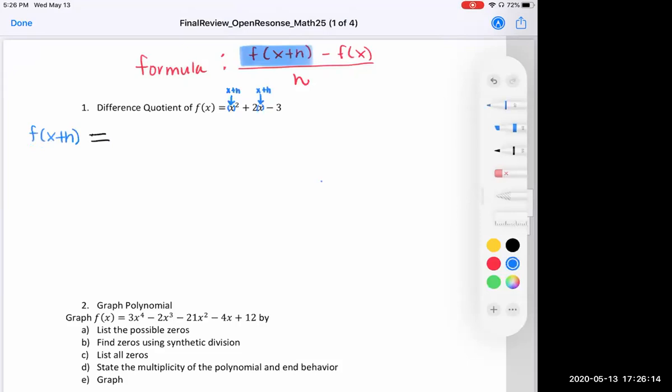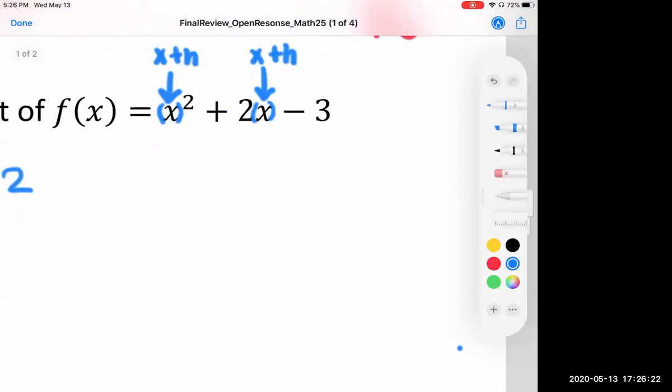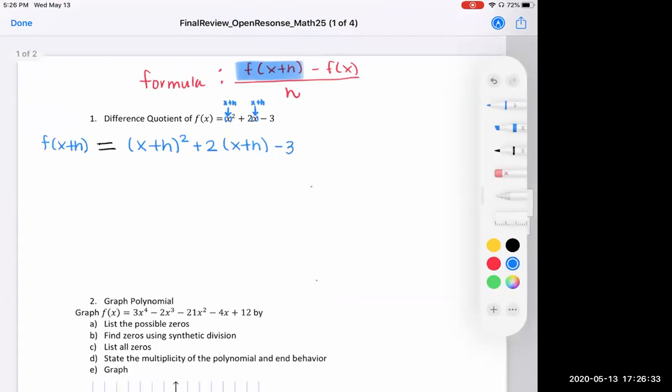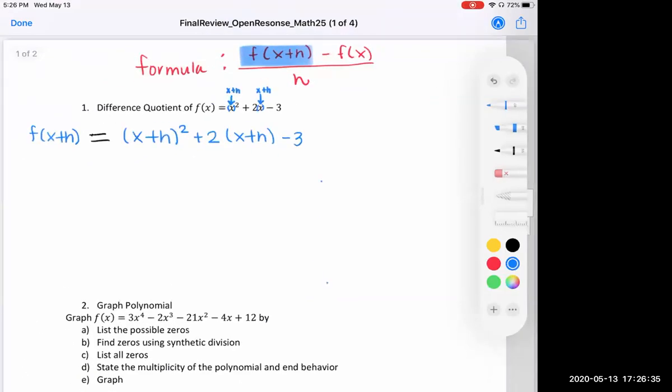So if I plug in x plus h, this gives me x plus h squared, because it has a square next to it, right? See the little square there? Plus 2, and instead of x, we're going to write x plus h, minus 3. Okay, we have to do a bit of algebra.